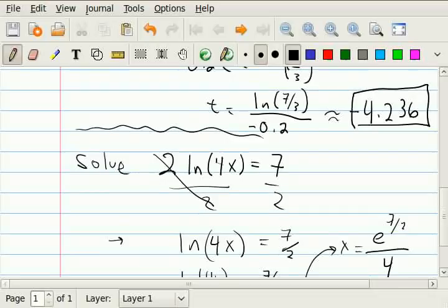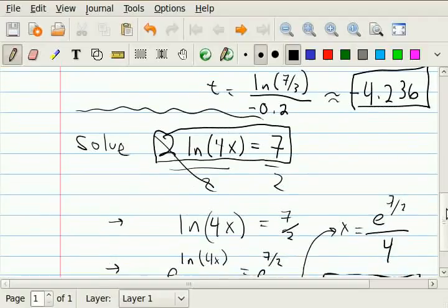Again, you can always check these. Just go right back to the original equation that you started with, which was right here with the 2 in place, and compute this expression on the left, replacing x with that number you found, and what you get out should be close to 7. And this one checks out as well.